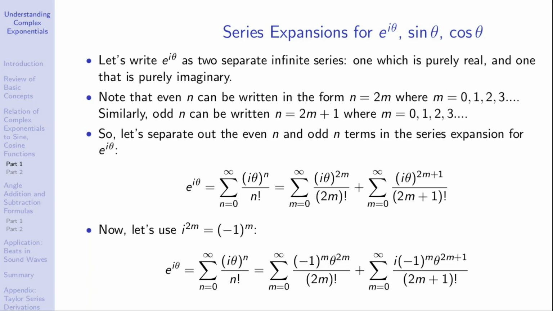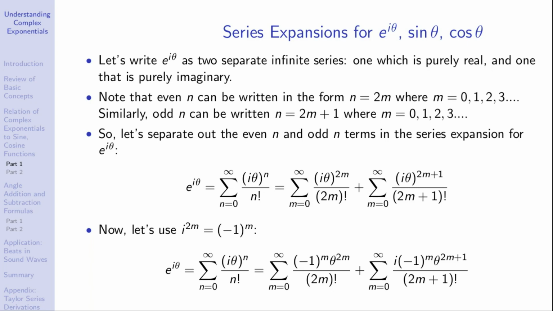Note that even n can be written in the form n equals 2m, where m equals 0, 1, 2, 3, 4, etc. And similarly, odd n can be written as n equals 2m plus 1, where m equals 0, 1, 2, 3, 4, etc. So let's separate out the even n and the odd n terms in the series expansion for e to the i theta.